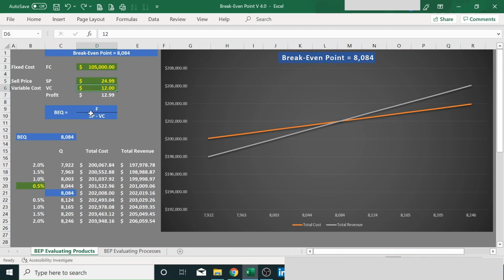Here's our first formula for break-even point. This is when evaluating a product. Let's say our fixed cost for a product that we want to make and we're thinking about selling is going to cost us this much, our sell price is going to be 24.99, and our variable cost is going to be $12.